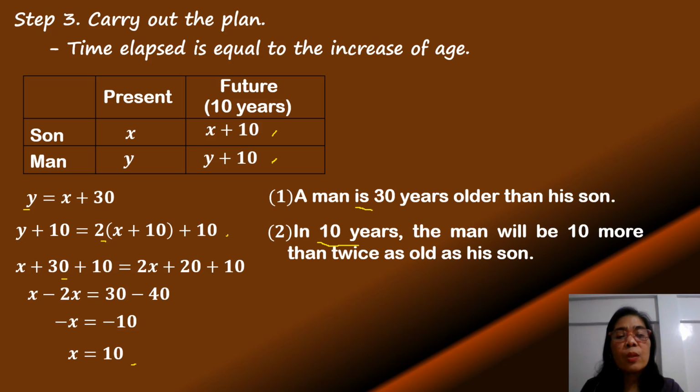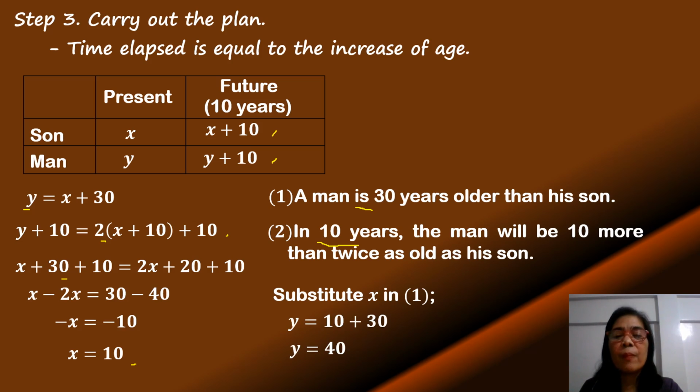Then we substitute the value of x in equation 1 to solve for y. So y is equal to 10 plus 30, or y is equal to 40. That means the present age of the man is 40 years old.